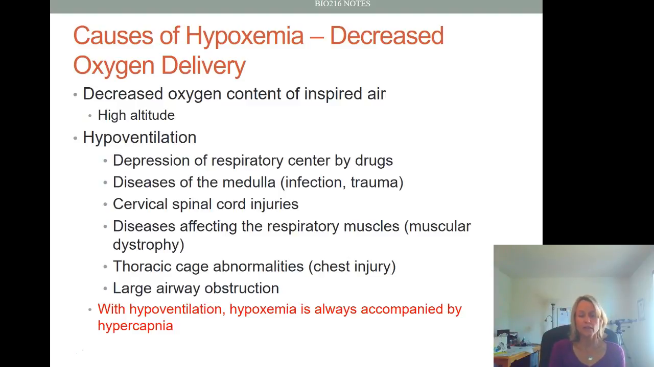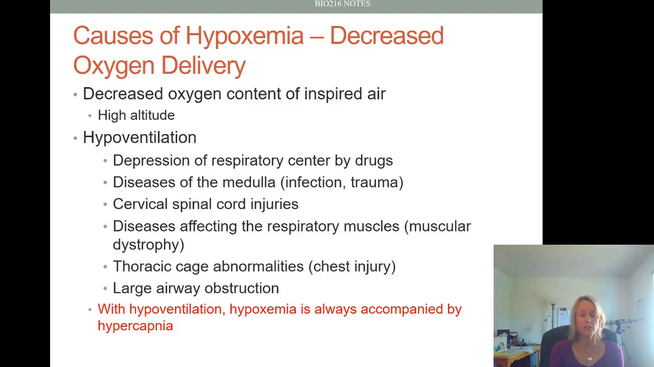We also have diseases affecting the respiratory muscles, such as muscular dystrophy. Often a cause of death in muscular dystrophy is pneumonia, because you begin to hypoventilate, and they can't adequately clear substances from their lungs. Thoracic cage abnormalities, this could occur with chest injury.